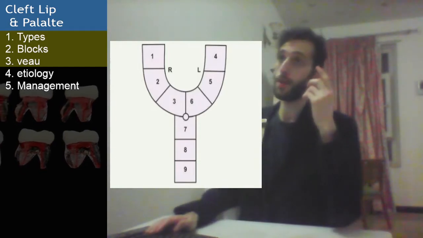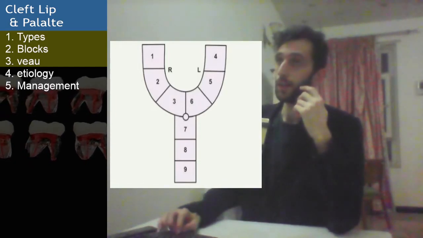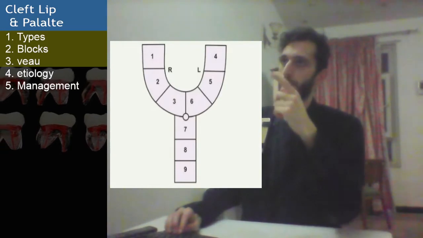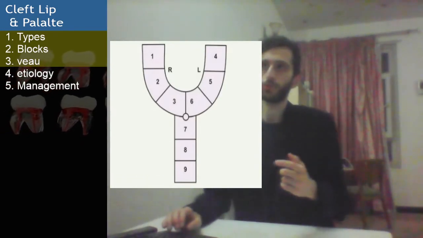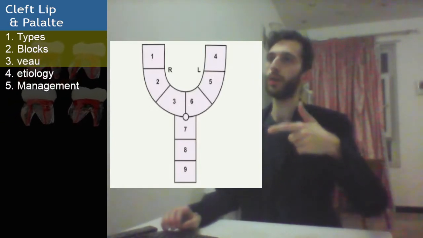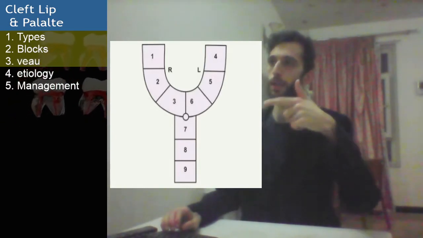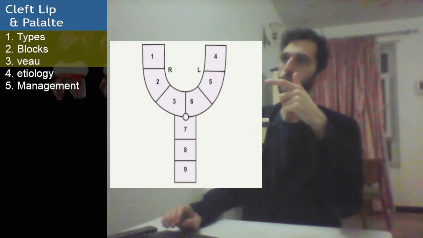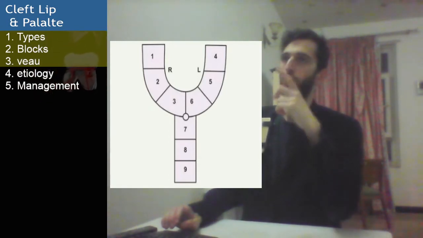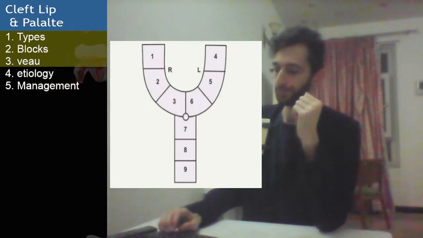He started from the posterior. He started from number 9, the soft palate. That was group 1. Then group 2 involved the hard palate up to the incisive papilla. Group 3, unilateral, and group 4, bilateral.